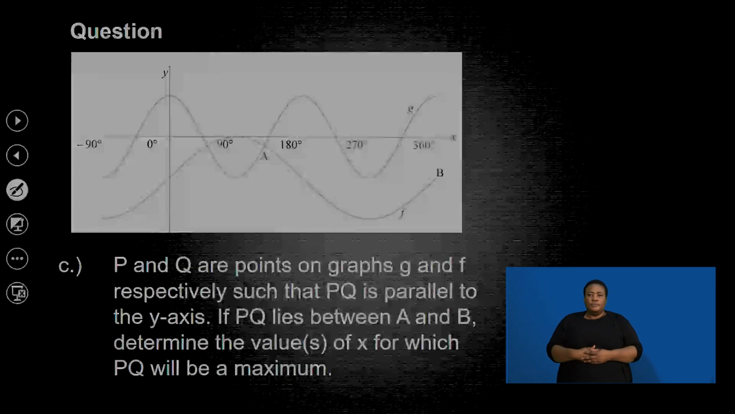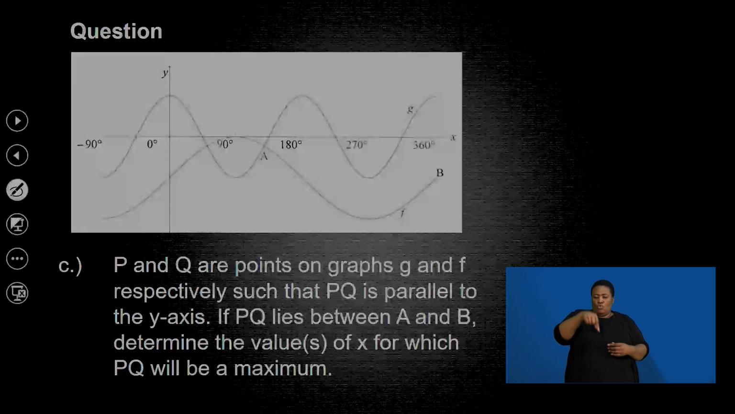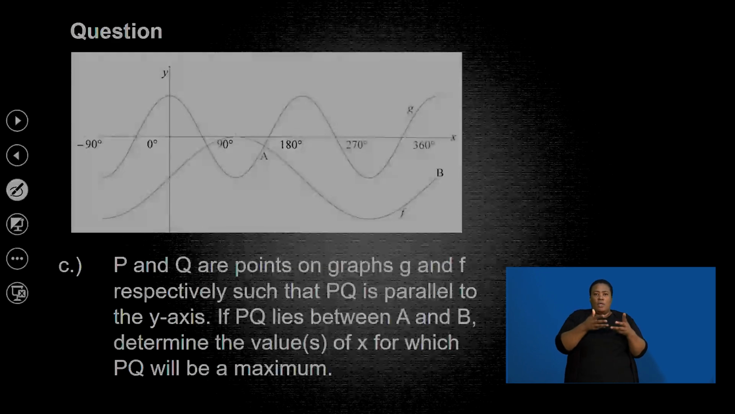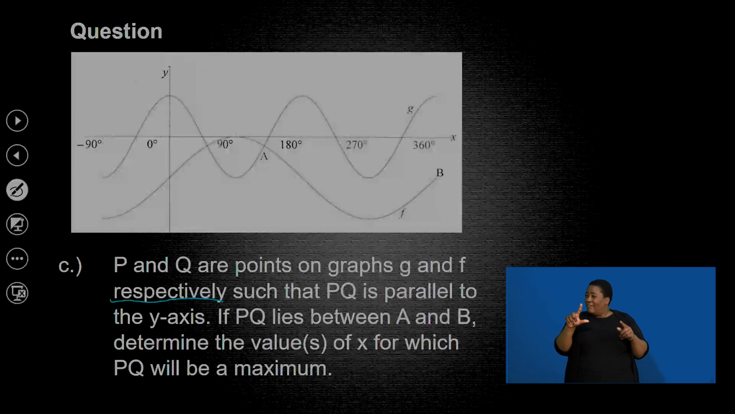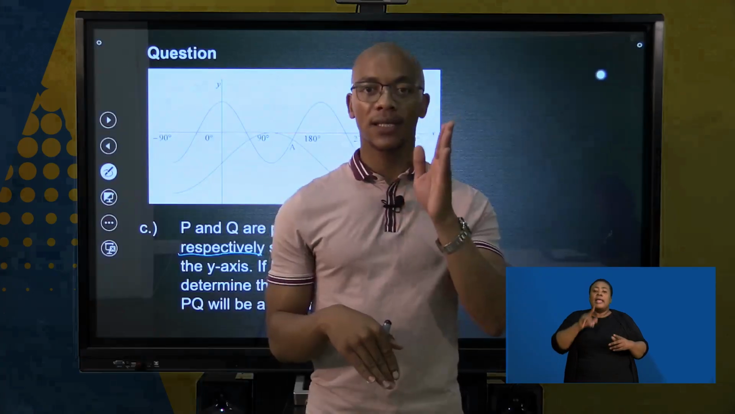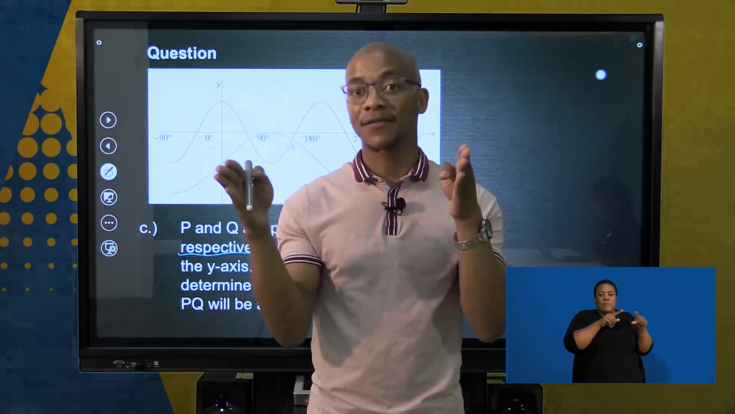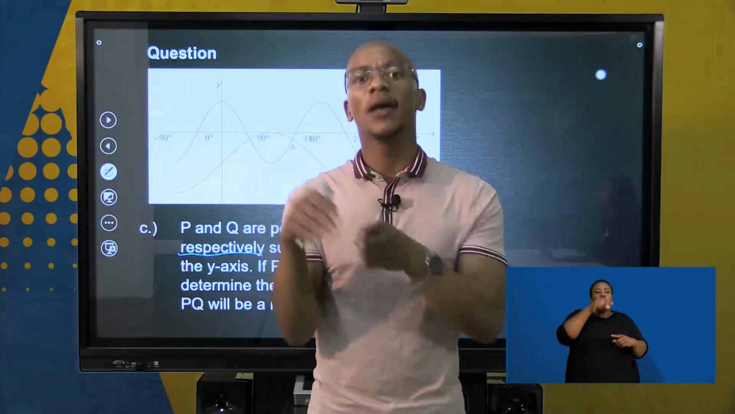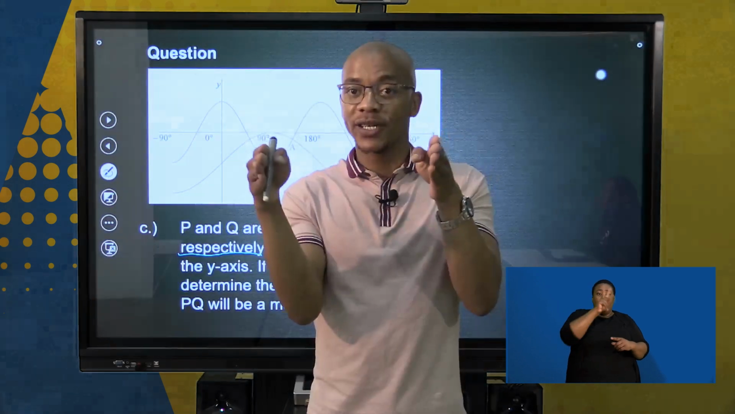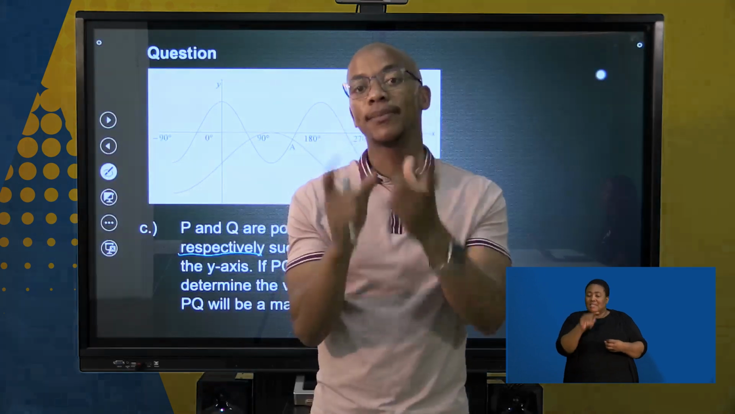Then let's look at the last question now. It says P and Q are points on graphs G and F respectively. Now I know that we think the word respectively is just an English word, but that's not true. Respectively means what I started with in terms of being P, it goes with what I started with in terms of your graphs. So they said P and Q, and they said G and F, meaning P goes with G and Q goes with F. So that's what respectively really means there.